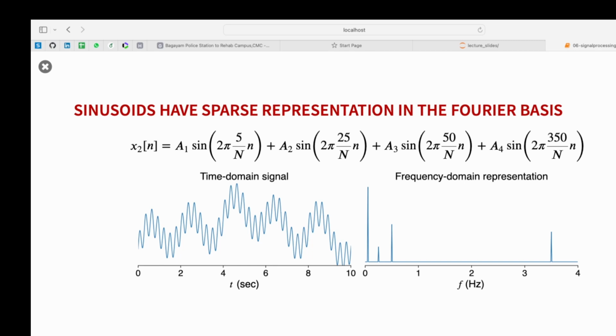If I showed you this and asked you, tell me what frequencies are present, maybe you might or might not be able to say. You might have to do some calculations to tell. But if you transform it to the frequency domain representation, then it's immediate. You can immediately read off what the frequencies are. Okay.